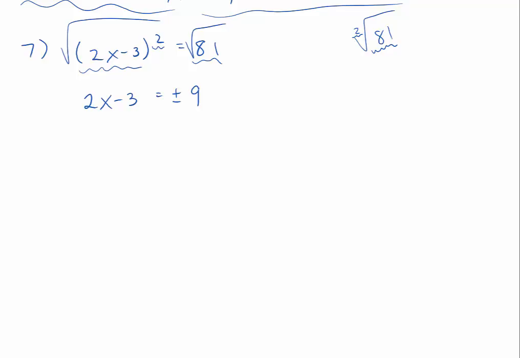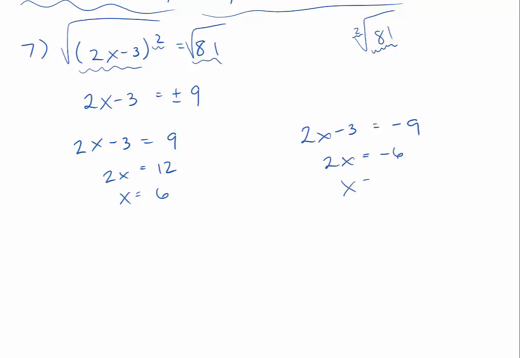And to go forward from here, I can't just say plus or minus 9. I have to break this up into two separate equations. I have to say 2x minus 3 equals 9, or 2x minus 3 equals negative 9. And now, like the previous problems, we had two equations, right? We can solve for x in each of these equations. For the left hand, if I add 3 to each side, I get 2x equals 12, and then I get x equals 6. And on the right hand equation, if I add 3 to each side, I get 2x equals negative 6. I divide by 2 on each side, I get x equals negative 3.